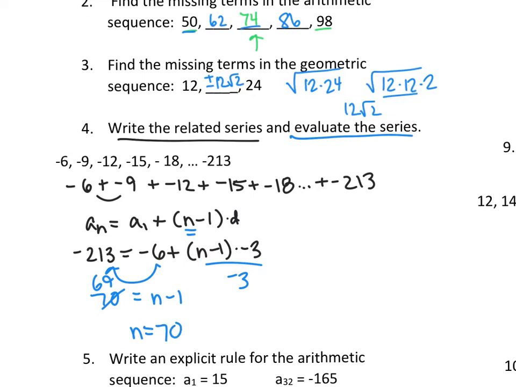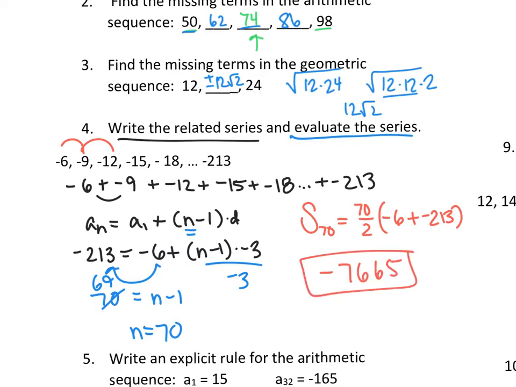So to evaluate the series, it's an arithmetic series. So I'm going to use the formula S of n, which is 70 terms, equals the number of terms over 2 times the first term, which is negative 6, plus the last term, which is negative 213. So when I add that, I get negative 7665. That's evaluating the series. This is writing the series. This is evaluating.